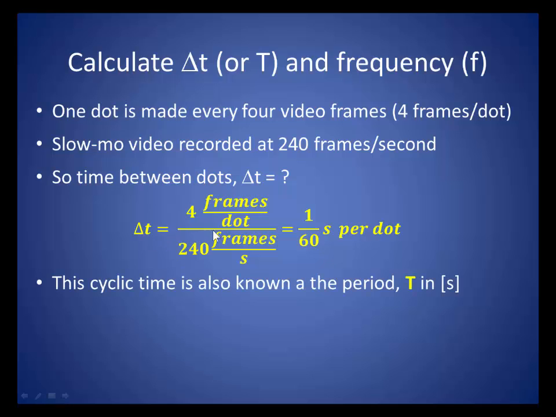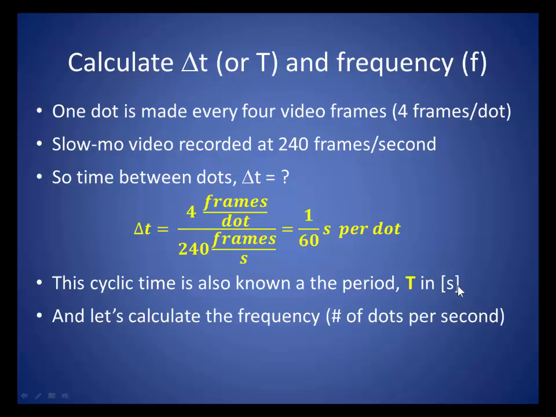This cyclical time that we're seeing, the delta t, in a periodic function is also known as the period, capital T, in seconds. The frequency is actually the number of dots per second instead of seconds per dot. Well, that's easy enough. That's just the reciprocal. So to calculate the frequency from the period, we just take the reciprocal, f equals 1 over T. And it looks like we have 60 hertz.